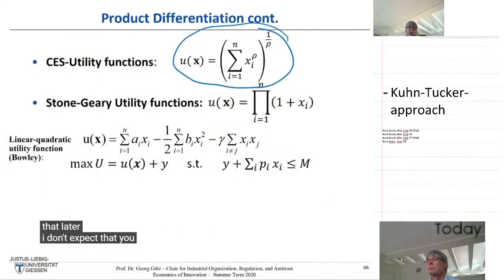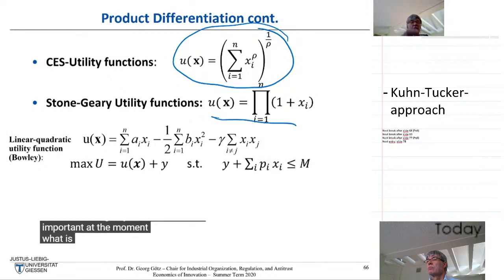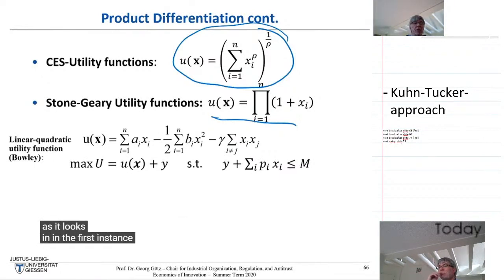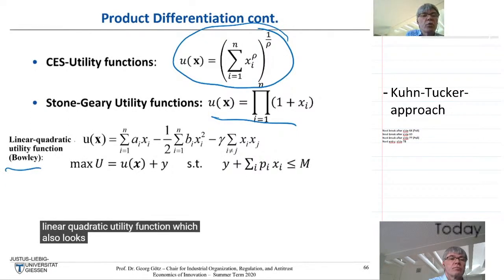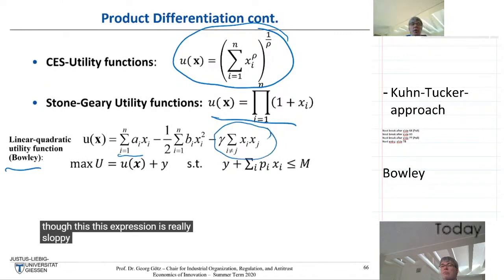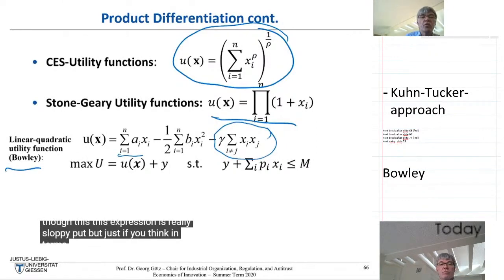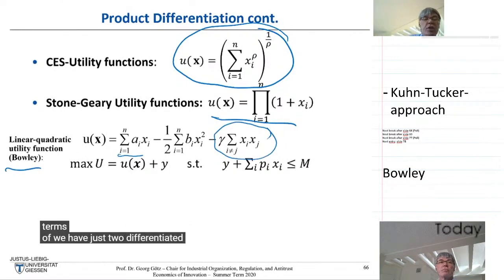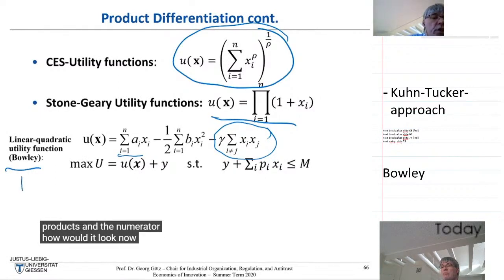I don't expect that you understand that right now, and also this Stone-Geary function is not so important at the moment. What is more important here, because I just want to show you that it's not so complicated as it looks in the first instance, is going back to this Edgeworth-Bowley linear quadratic utility function, which also looks terrible. I have to confess, but it's actually straightforward, even though this expression is really sloppily put. But just think in terms of having just two differentiated products and the numeraire: how would it look in this case?